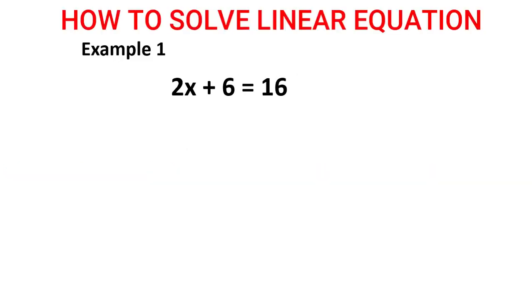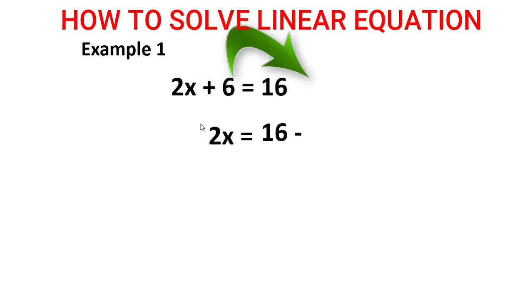Alright, so I'm going to teach you how to solve a linear equation. Now, take for example 2x plus 6 equals 16. In every equation, we have 2 sides, the LHS and the RHS. That is the left hand side and the right hand side. Now, look at this. We are going to move this constant to the other side, and then you're going to have something like this.